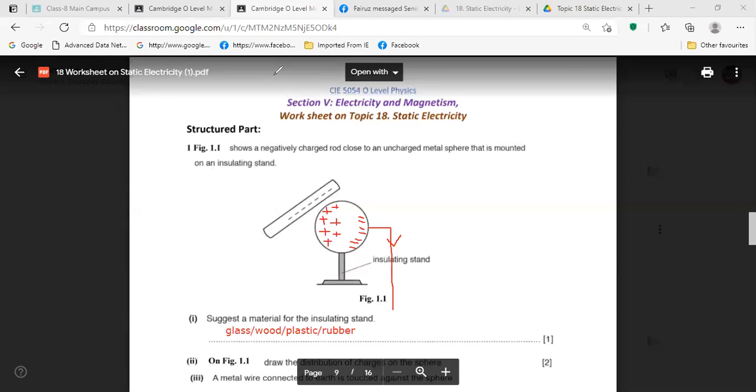Yes, sir. Okay, so we write here electrons from... okay, better we write this there. Okay, the diagram we are taking.